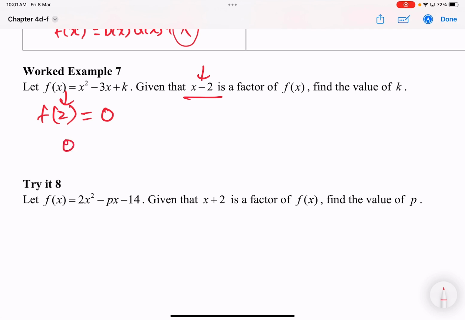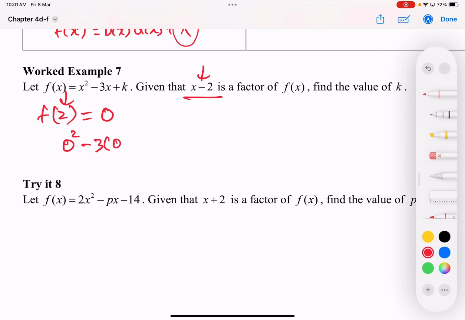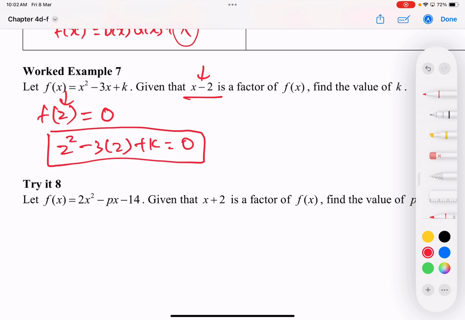So you must know that when you substitute 2 inside, the remainder is 0. So all we have to do now is just do the math. 2 squared minus 3 times 2 plus k equals 0. This is the most important line of working. Once you can get this, this whole chapter is easy peasy. So you must understand this concept. I'm going a little bit slow, later I'll go a bit faster. So this is just 4 minus 6 plus k equals 0. 4 minus 6 gives me negative 2 plus k equals 0. So therefore k is equal to 2.